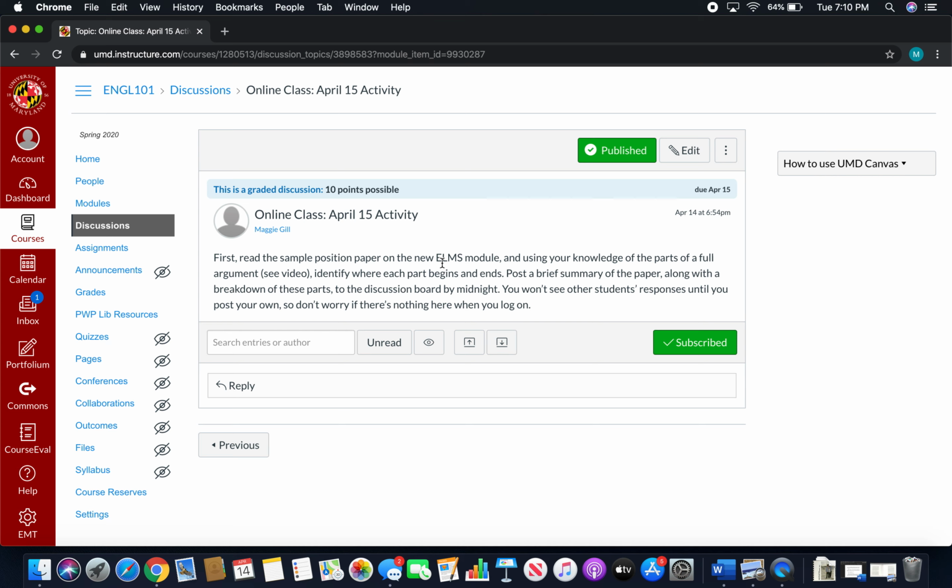Okay, please let me know if you have any questions. I do think that the parts of the full argument is a really helpful framework for thinking about how to structure your position paper. This makes it a lot more manageable.